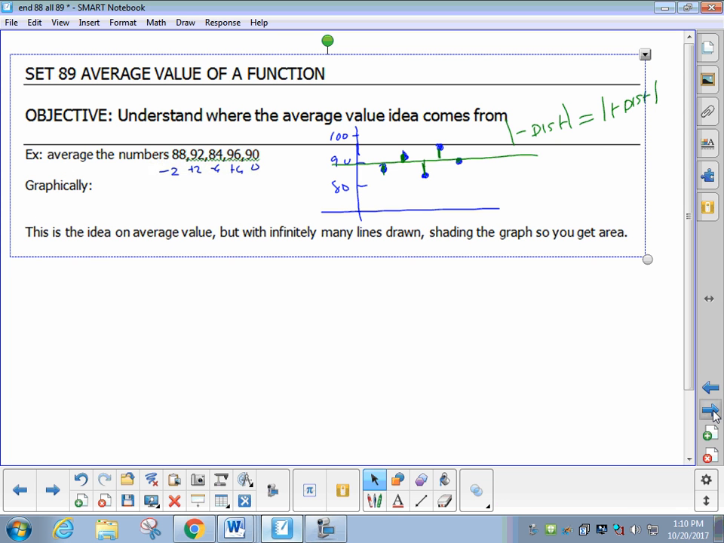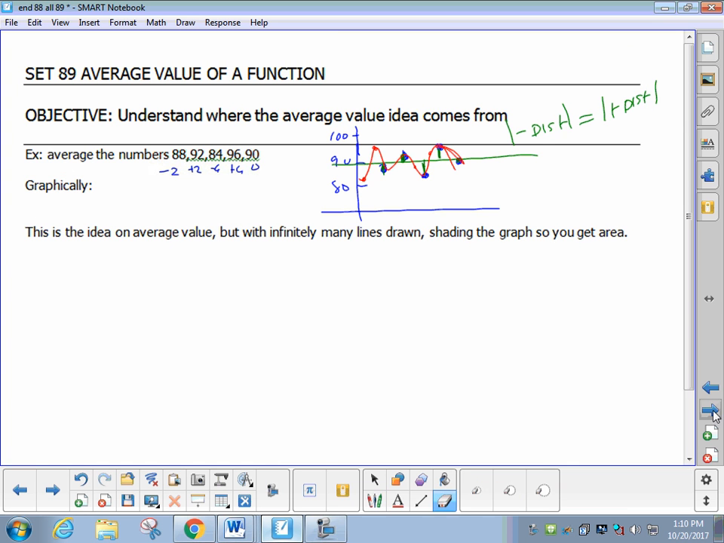Okay. Now imagine then if instead of those finite number of points, I had more points. Say I had a point that was this much below, and there was a point that was this much above. And maybe there was a point that was this much below and this much above, so that I could actually draw a curve.